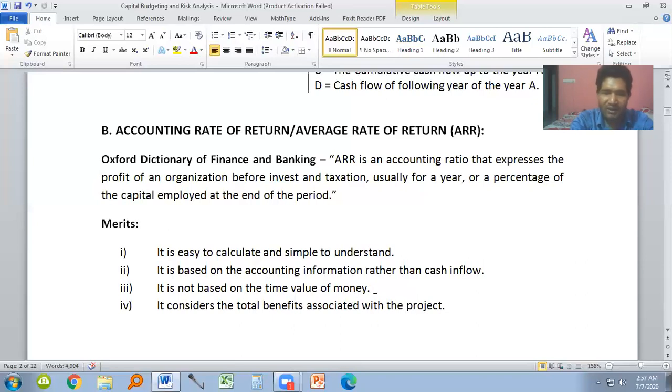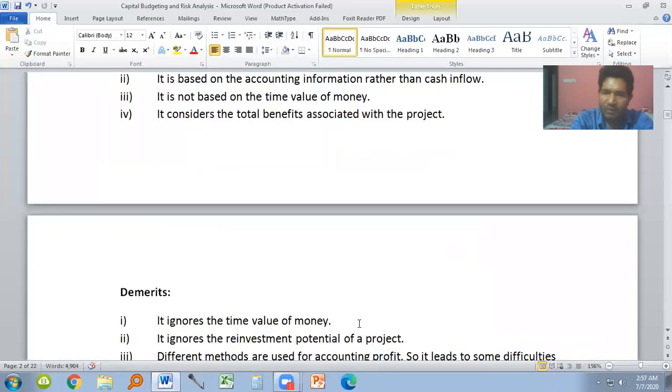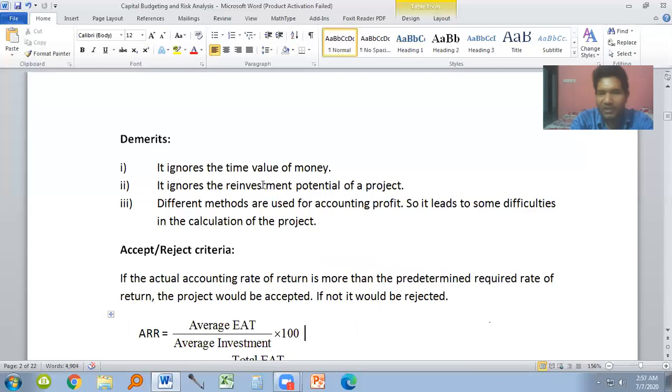It considers the total benefits associated with the project. What are the demerits? There are some demerits. It ignores the time value of money. We know that without considering the time value of money, it's very difficult to evaluate any amount. It ignores the reinvestment potential of a project. Different methods are used for accounting profit, so it leads to some difficulties in the calculation of the project.